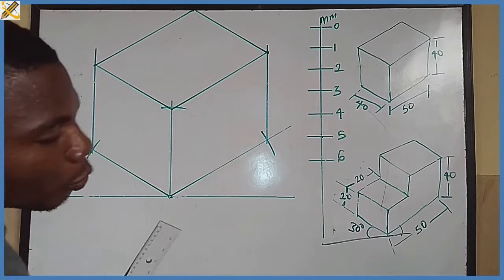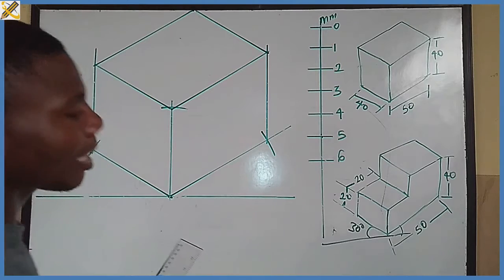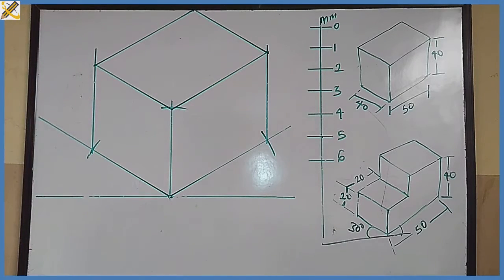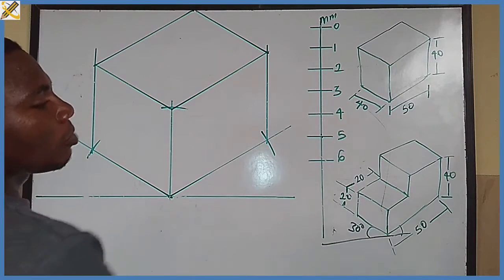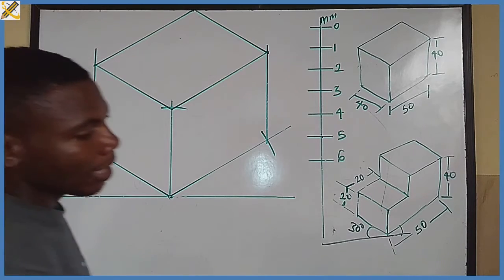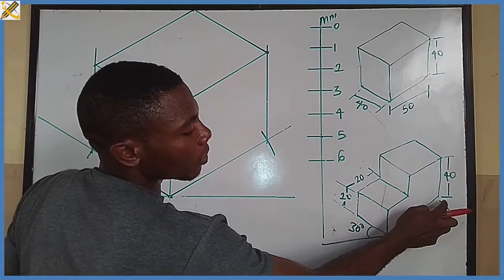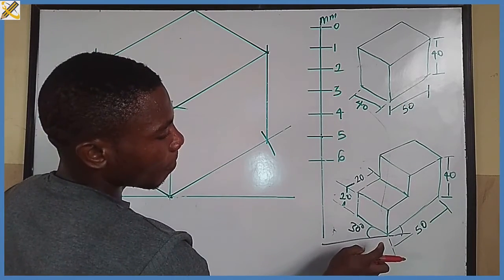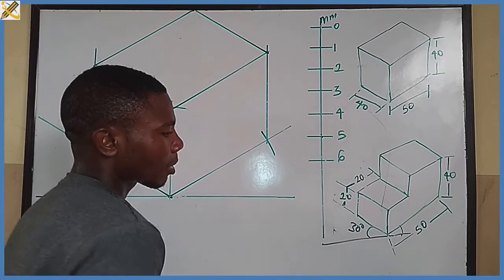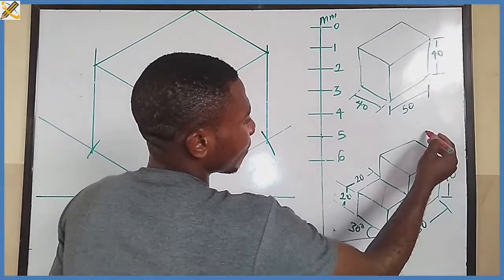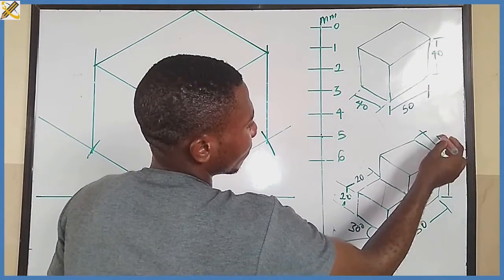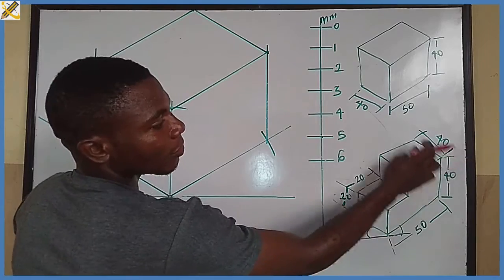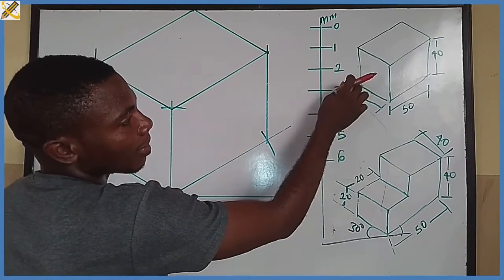So let's produce this second object. For us to produce this second object, take note of this. The dimension from here to here is 50, the same as this area here. The dimension from here to here is 40. Yeah, this area to this area is 40, the same as this area here.